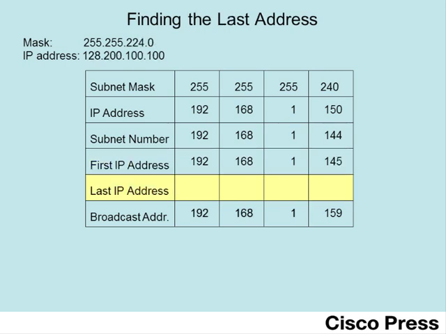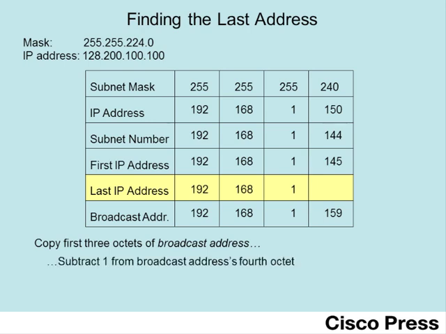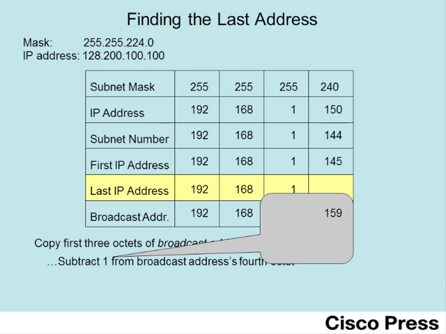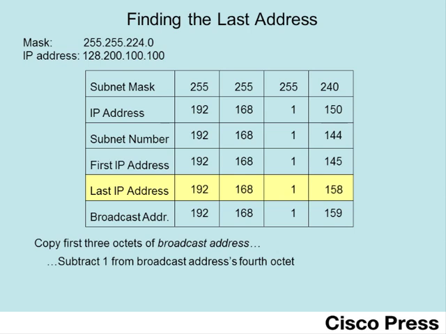Then for the last IP address, you copy the first 3 octets of the broadcast address, because the last IP address is going to be a pretty high number, relatively speaking. And then you subtract 1 from the broadcast address's fourth octet. In this case, it's 159 minus 1, which gives us 158, for a last IP address of 192.168.1.158.